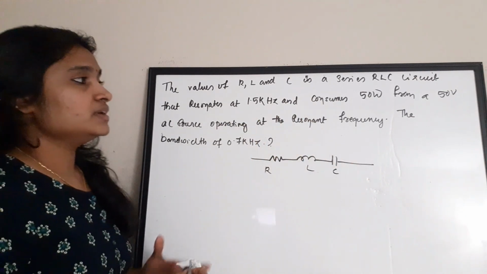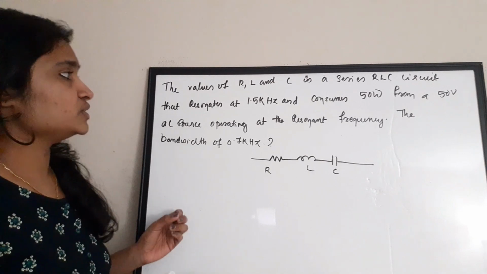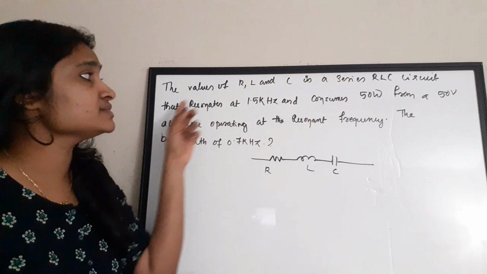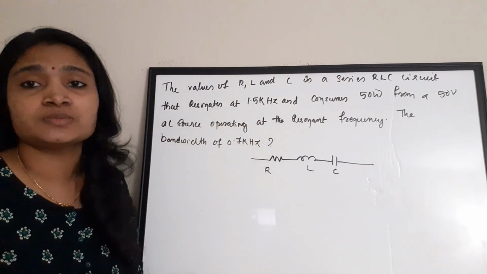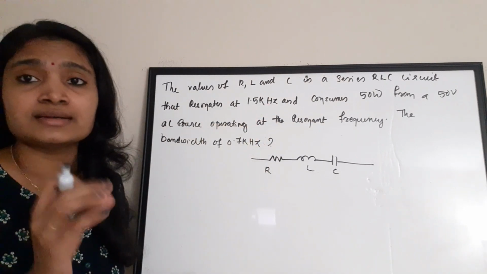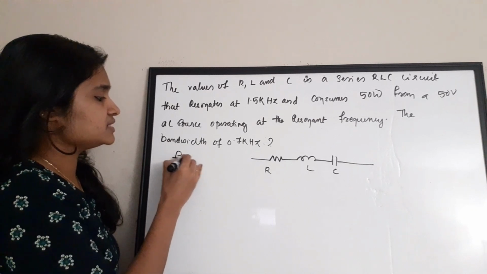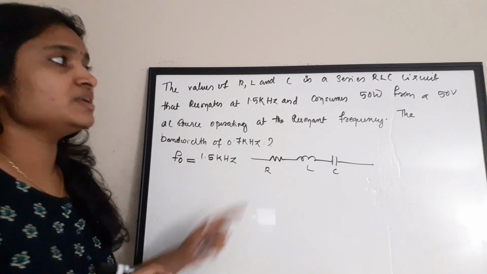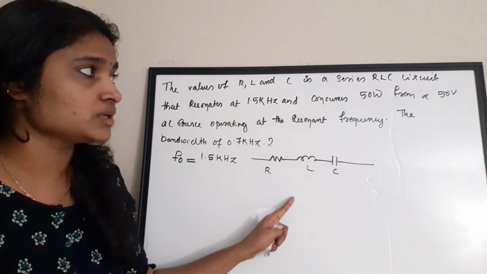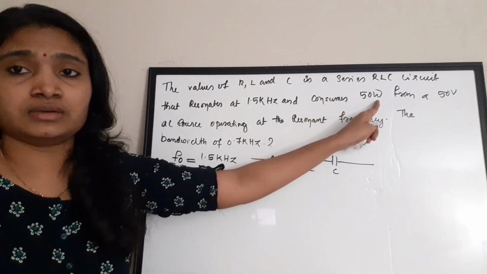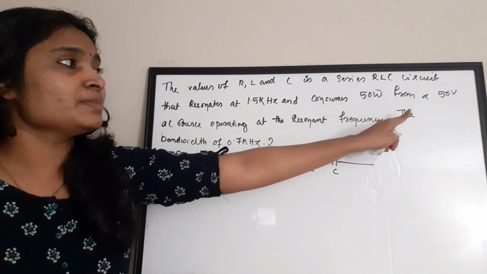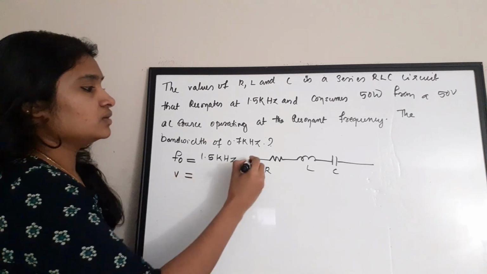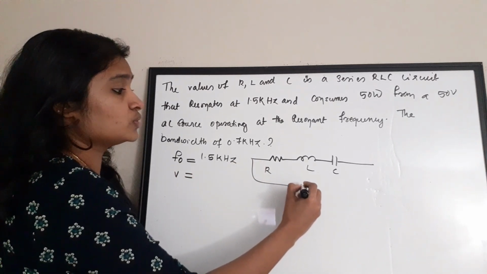And we have been given some information about the circuit. First thing is that we have been given the resonant frequency. A series RLC circuit resonates at 1.5 kHz means the resonant frequency in hertz is being given. That is F0 is 1.5 kHz. Also, it is being given that this circuit consumes 50 watt, the power consumption from a 50 volt AC source.